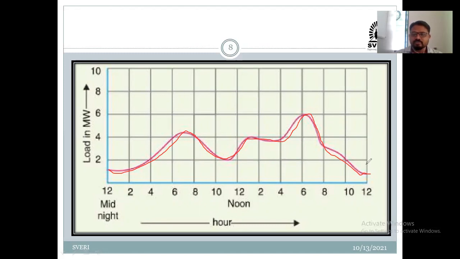Got it, everybody? Now what can you say from this load curve? What you can say, you can tell.